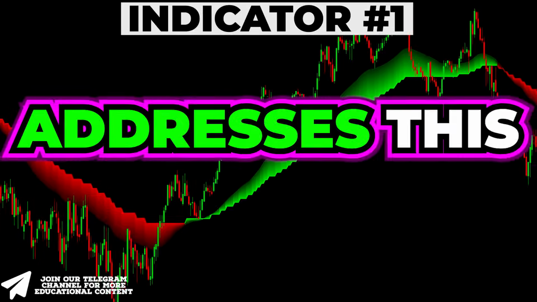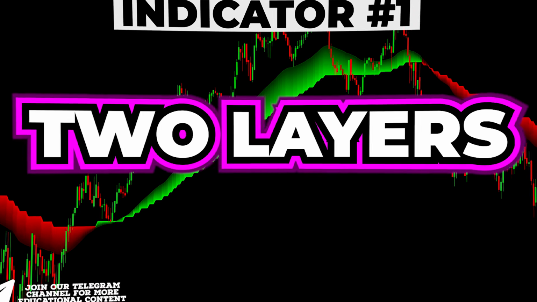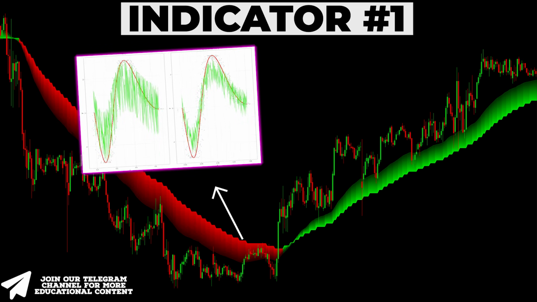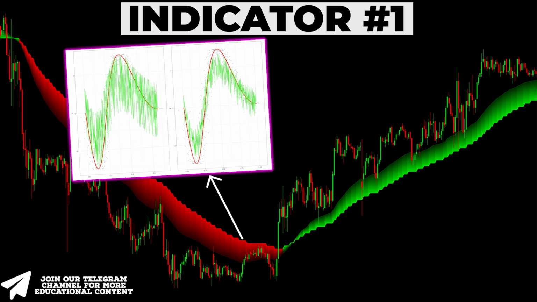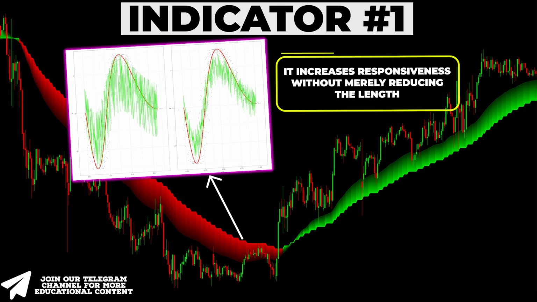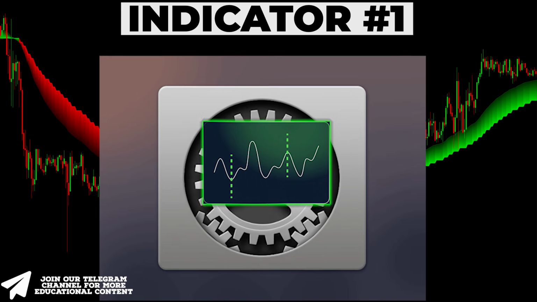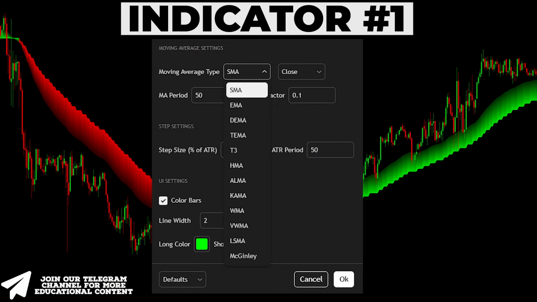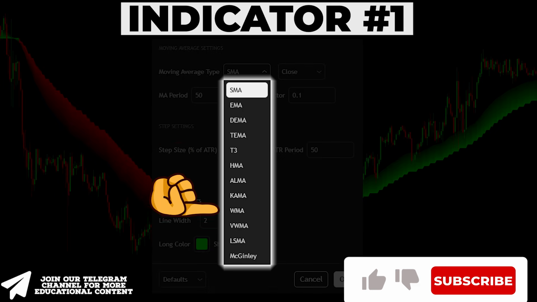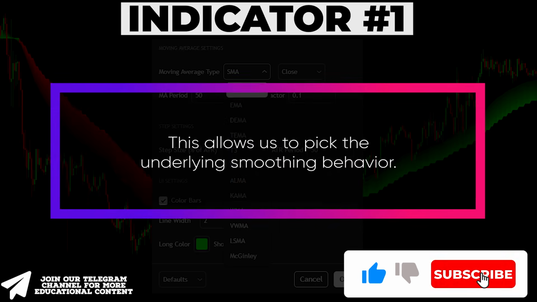The indicator addresses this by combining two layers. First, it uses a generalized moving average that increases responsiveness without merely reducing the length. Importantly, this generalization is applied to the moving average engine, which can be selected from various types in the settings, allowing us to pick the underlying smoothing behavior.